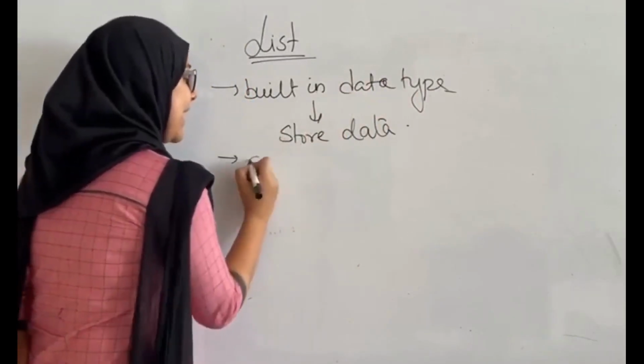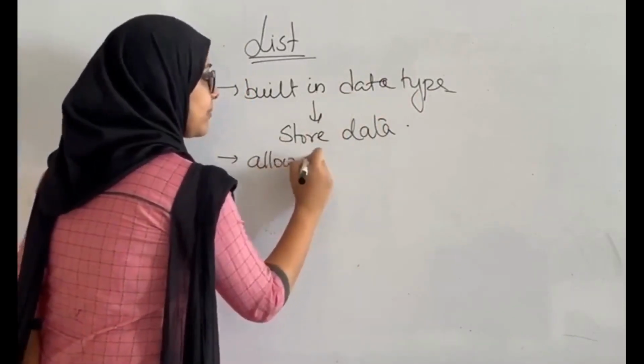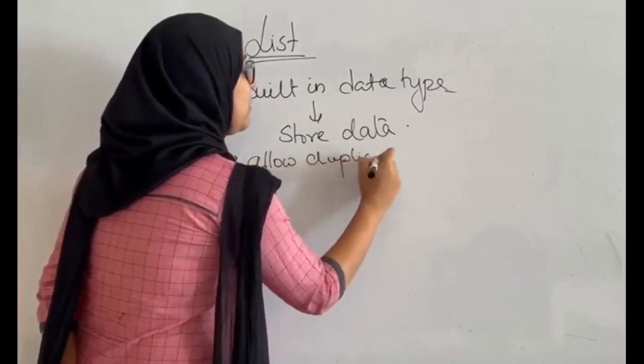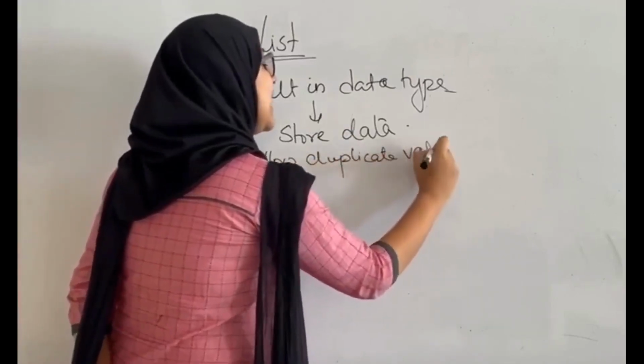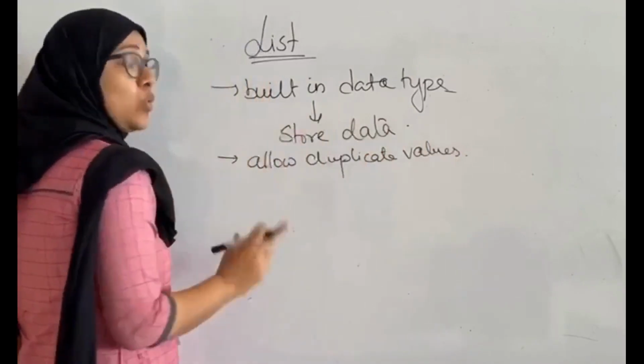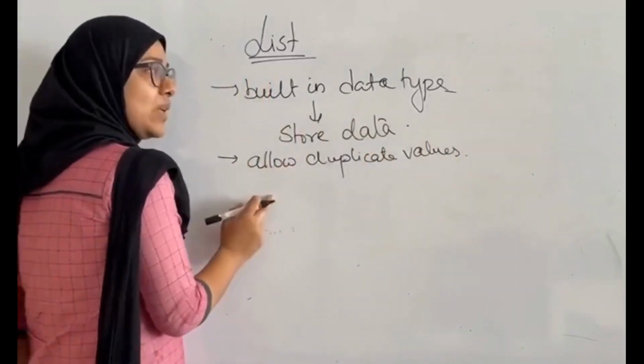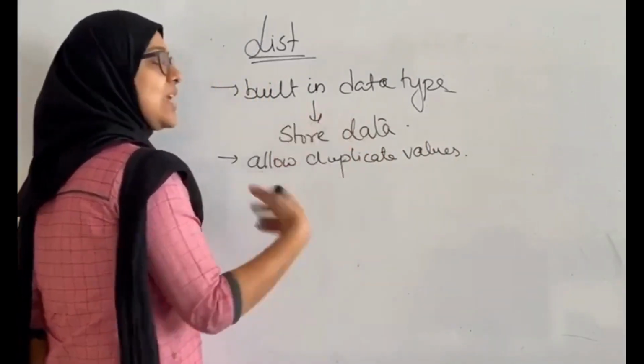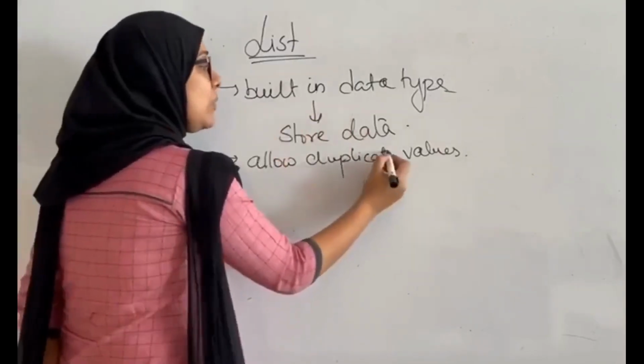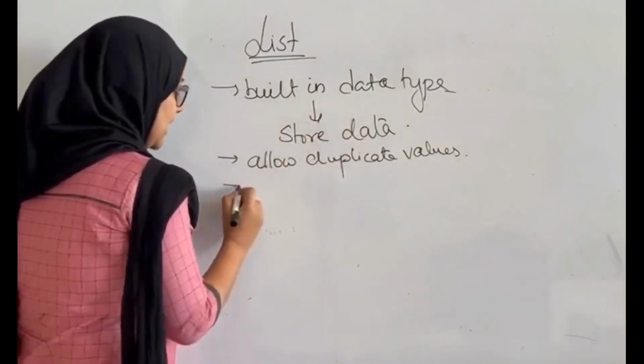Now in a list, we allow duplicate values. What do you mean by allow duplicate values? That means suppose we are making a list of fruits. If apple is a fruit, it can be repeated twice, thrice or n number of times. So duplicate values are allowed in a list.